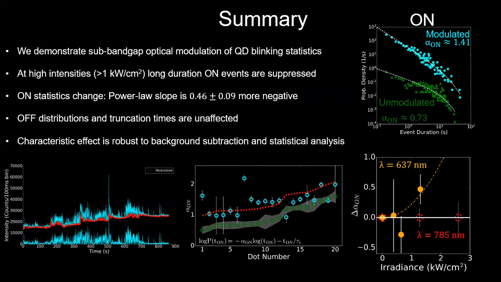And so just to wrap up, I hope I've shown you that we can take advantage of the characteristic intermittency and dynamically subtract a drifting background and isolate the effects of sub-bandgap modulation. As a result, even just qualitatively, we can see that long duration on events are suppressed and that the change looks to be scale-free, selective to the on state, and robust to our methods of analysis.